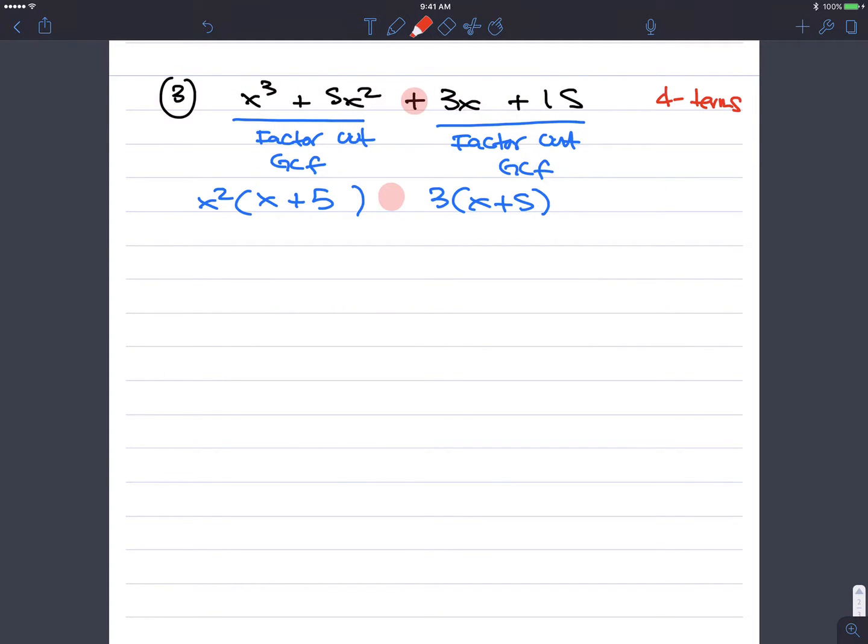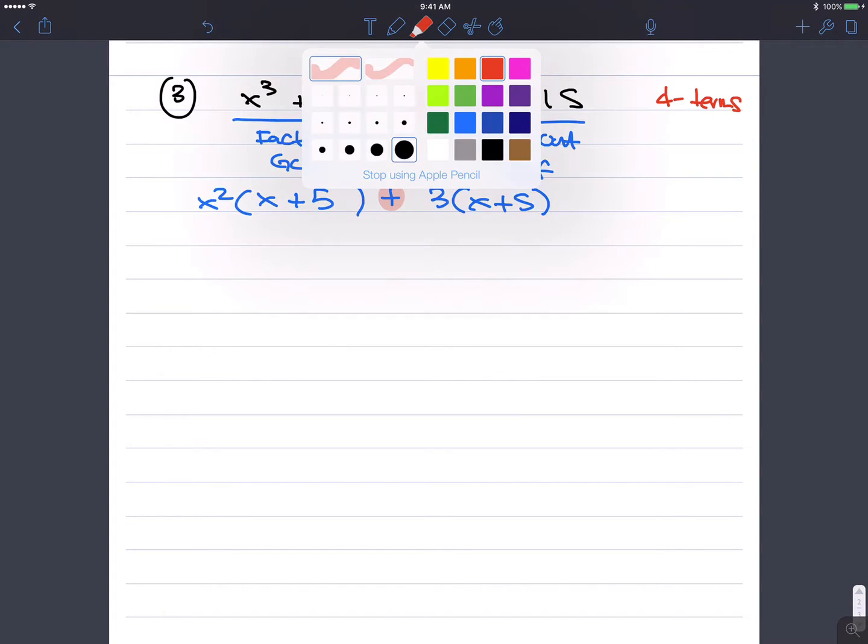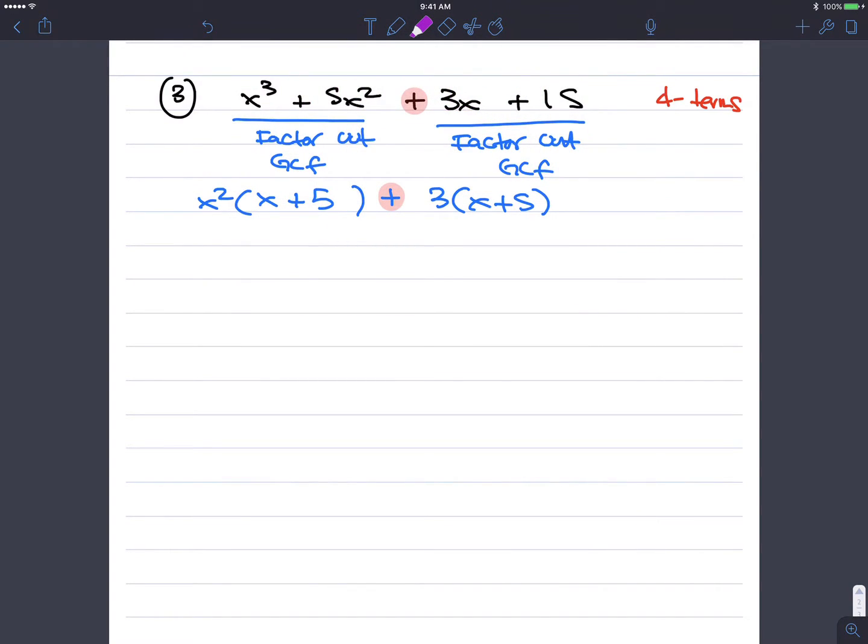Plus, what has to go down here? Plus, good. Okay, that's your first step. Do you guys recognize anything that might be common? Right, what's common here? Anybody see anything common to both of these terms? Common meaning being the same. Isn't that x plus 5? Okay, is that common? All right, let's take a look at this.